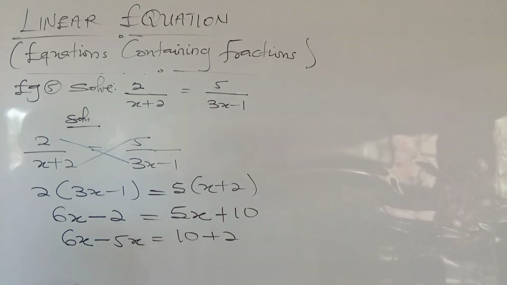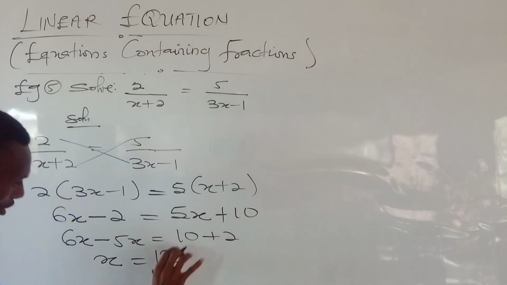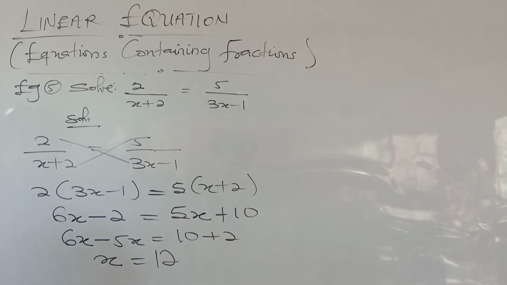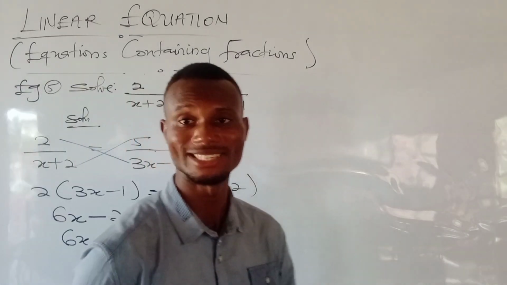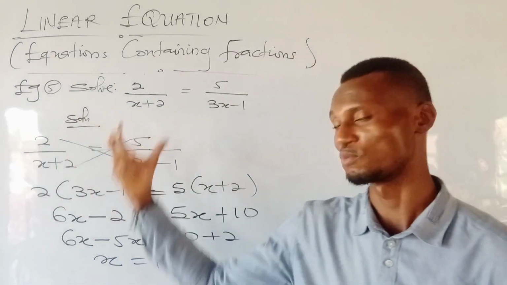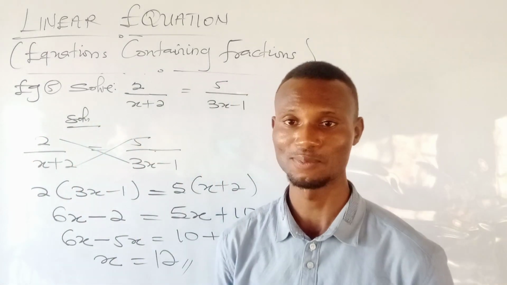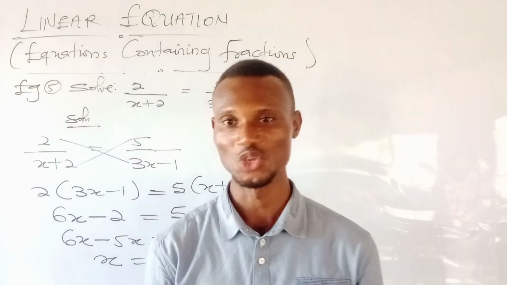I hope you understand. 6s minus 5s gives us s, so s equals 10 plus 2, which gives us 12. So s equals 12. This is my final answer. So you can see that you are getting the same answer if you use this process as well. Hope the explanation was clear enough and you understood it.